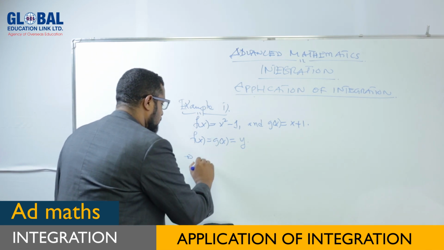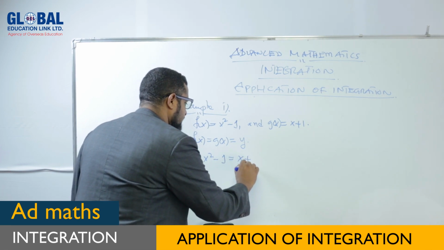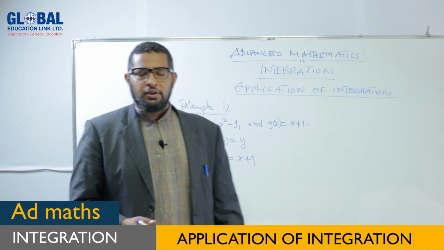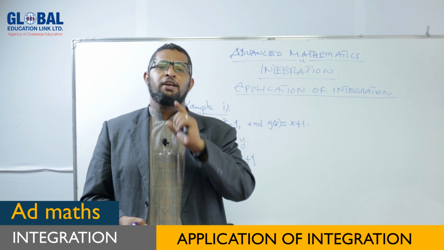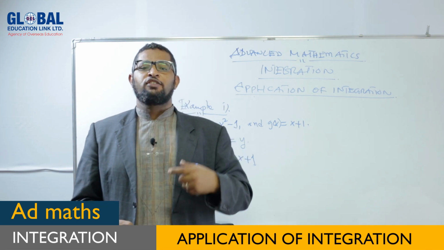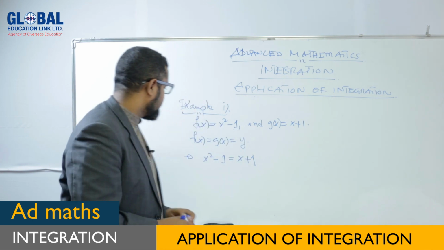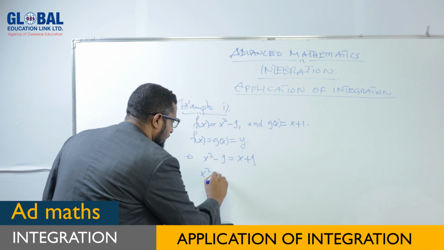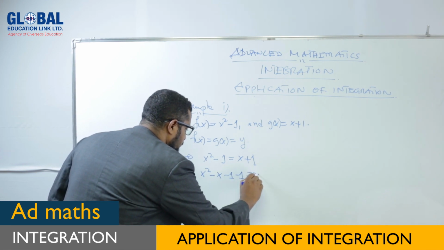So here we are just equating x squared minus 1 is equal to x plus 1. Why are we doing so? Because the functions are defined in terms of x, so we are finding the value of x, and these are going to be our limit in the integral. If you rewrite, it will be x squared minus x minus 1 is equal to 0.